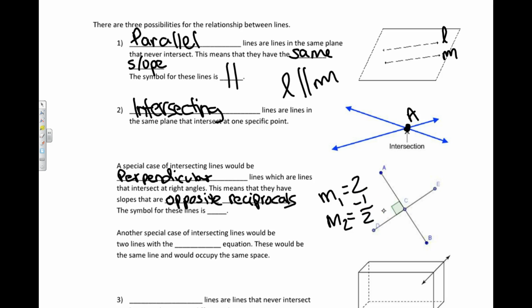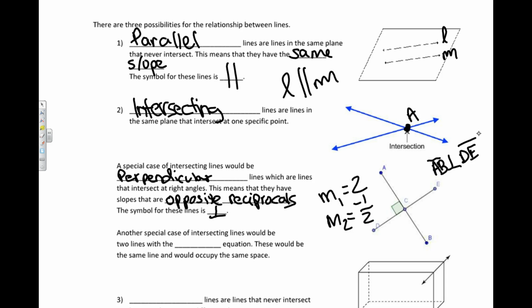My symbol for perpendicular lines is an upside down T. So in this example over here, I could say that segment AB is perpendicular to segment DE, and I use the upside down T symbol to mean perpendicular.